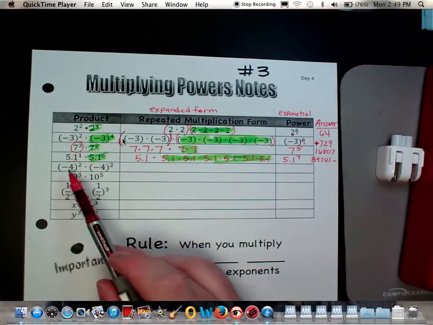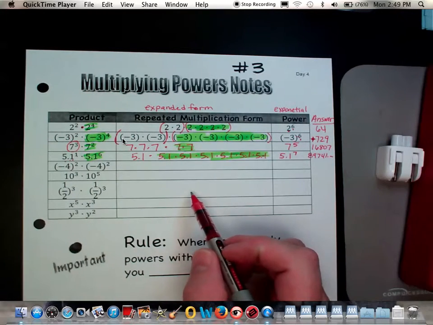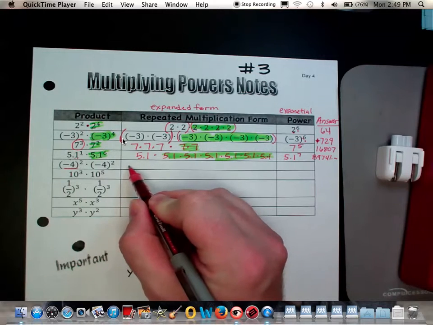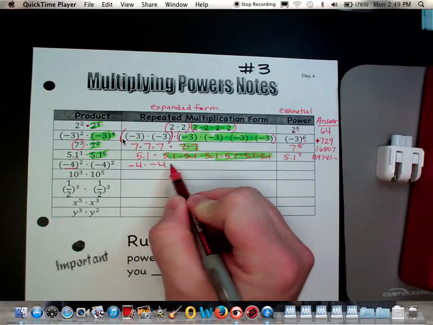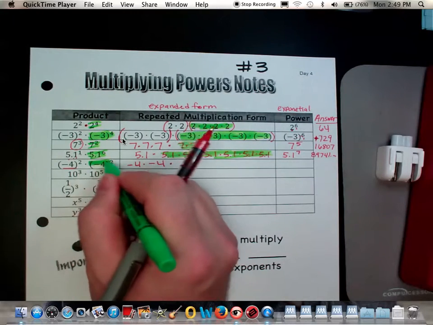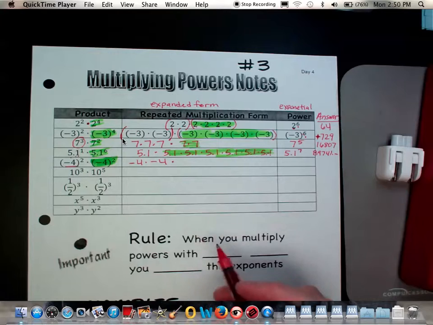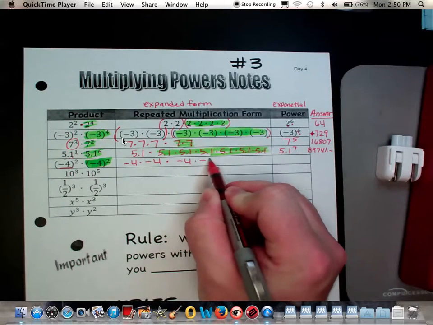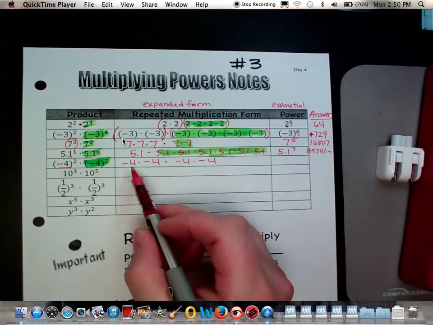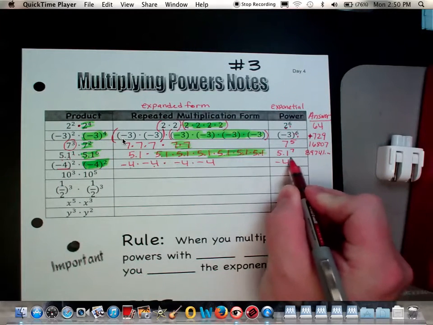So here's our next one: negative 4 to the second power times negative 4 to the second power. Okay? So I'm just going to expand that one out. So it's negative 4 times negative 4. Now I'm going to highlight this one in green because I need to expand the green negative 4 to the second power, which is negative 4 times negative 4. Then how many negative 4s do I have? Negative 4, 1, 2, 3, 4. It's negative 4 to the fourth power.